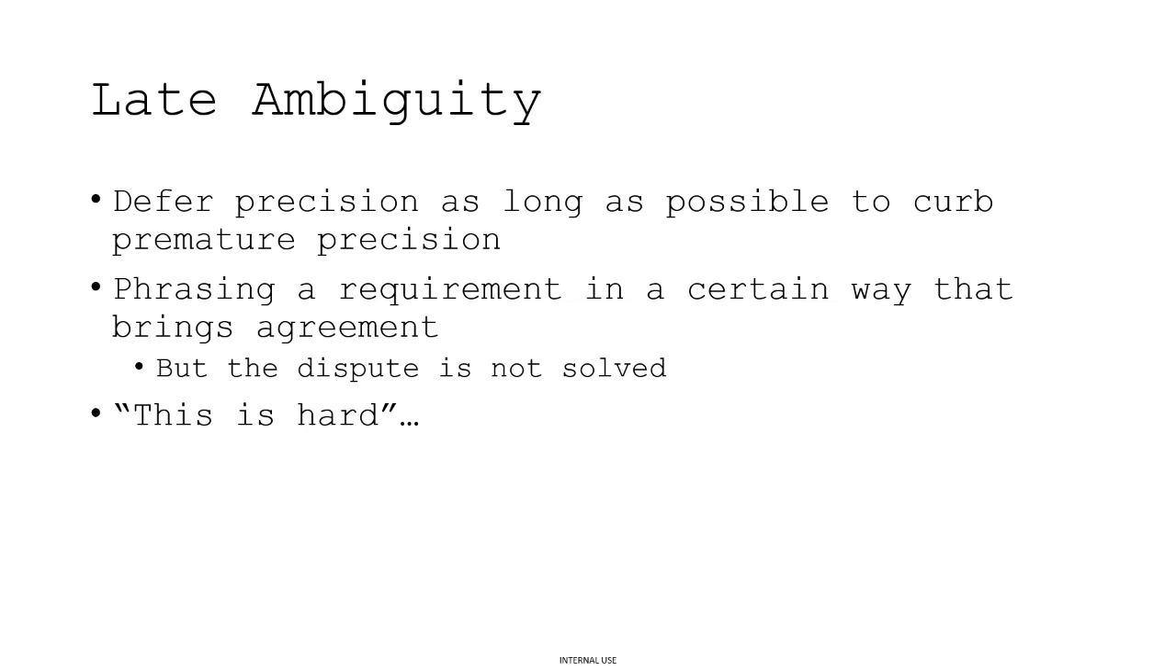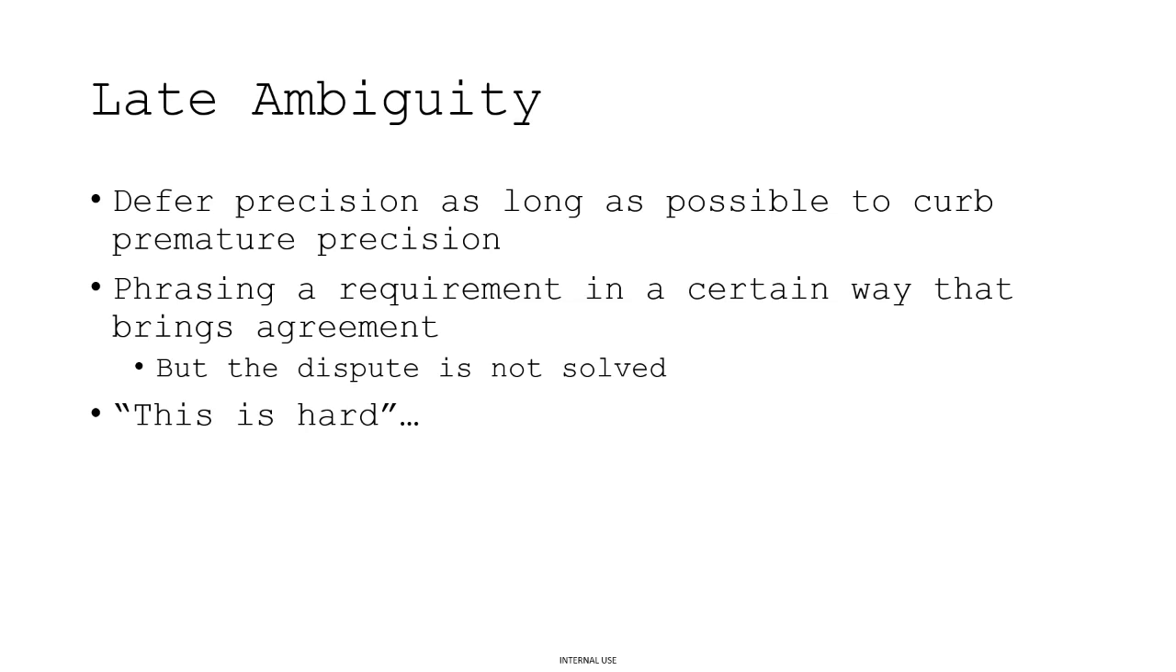So yeah, that's kind of what I said earlier. We don't want late ambiguity, but we do want to push off precision. We do want to defer precision. Because what ends up happening if we have late ambiguity, this is where requirements are phrased in a certain way just to bring agreement, because things are already starting to get a little bit late on the schedule. So there's maybe a disagreement in the requirements, and you phrase a requirement in a certain way that brings agreement, but it doesn't really solve the dispute. So it ends up being a bigger thing down the road.